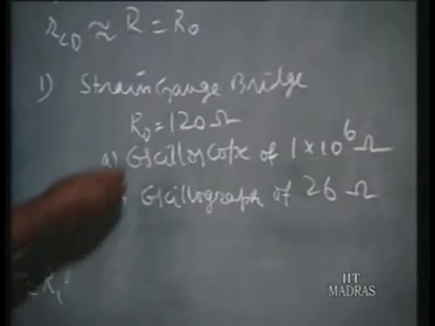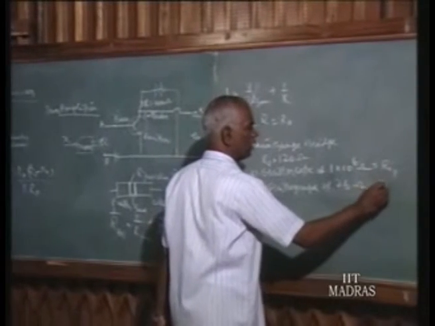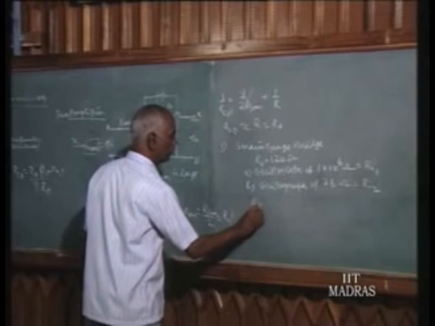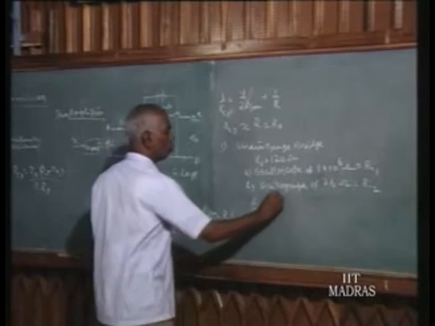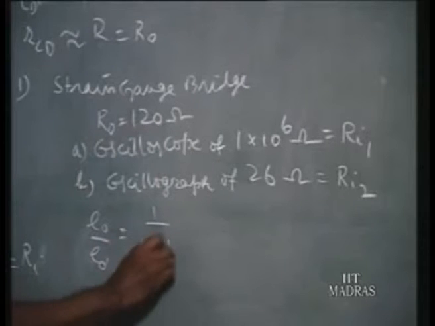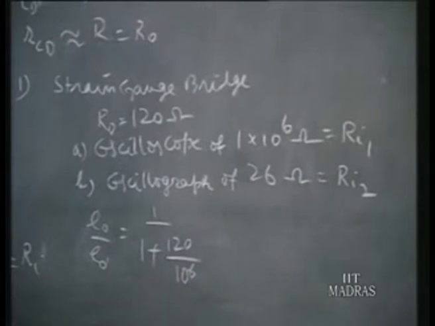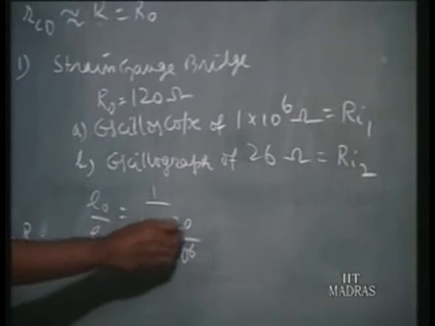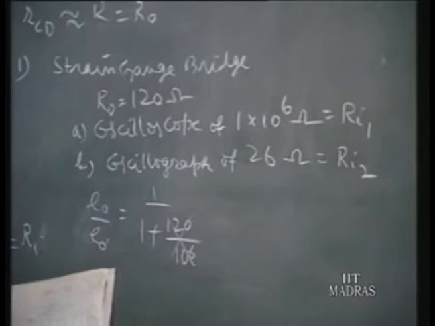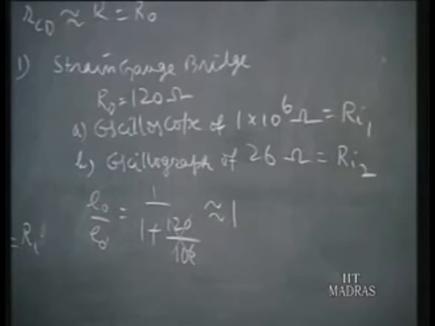It is simple here because RO is given. This is RI in the first case, and this is RI in the second case. Use this formula: loading effect is EO by EO dash is equal to 1 over 1 plus RO by RI. Take the first case, RO here is 120, and RI is equal to 1 into 10 to the power 6. This is too large a number compared to 120, so RO by RI is near about 0 and negligible, so the ratio is near about 1.